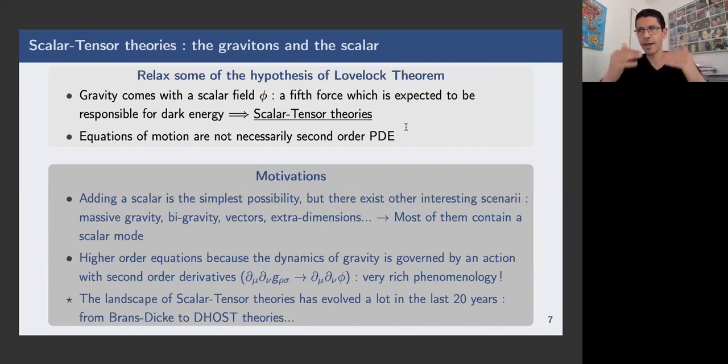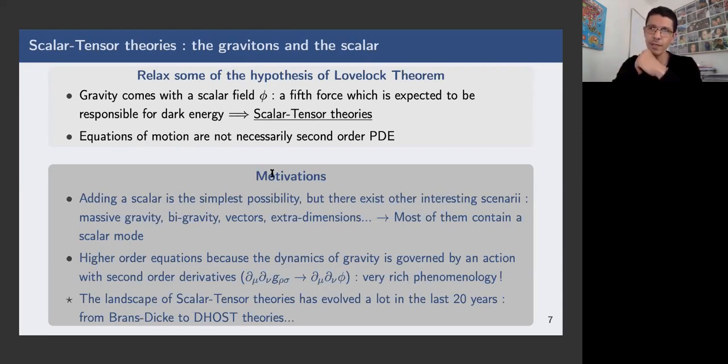So we relax the first hypothesis of the Lovelock theorem, but in addition, and I will motivate this a bit later, we are also relaxing the hypothesis that the equations of motion are second order. So now we are going to have also higher order equations of motion for the theory. But I will explain in a few minutes why.